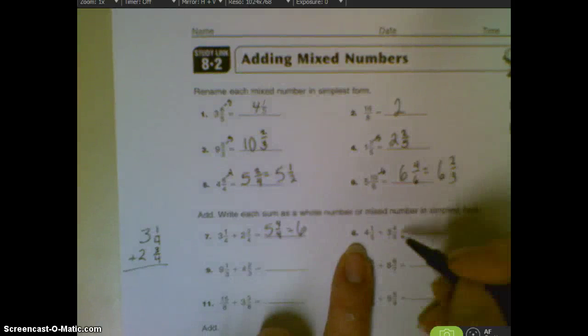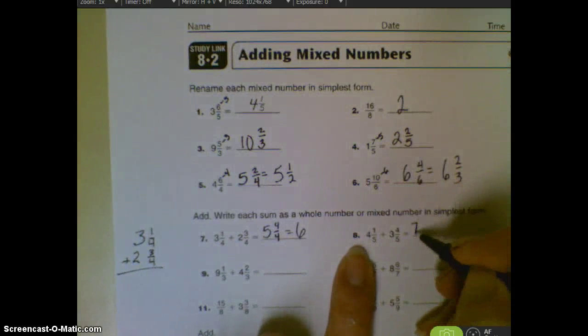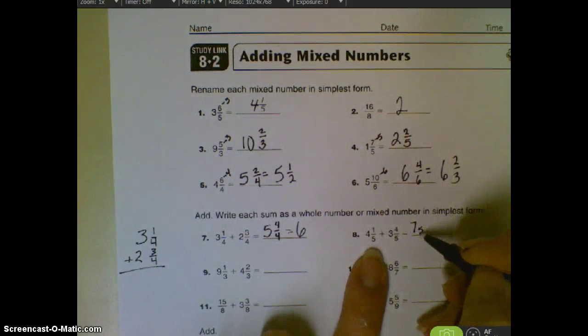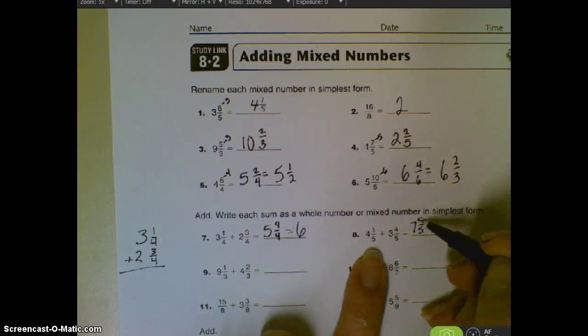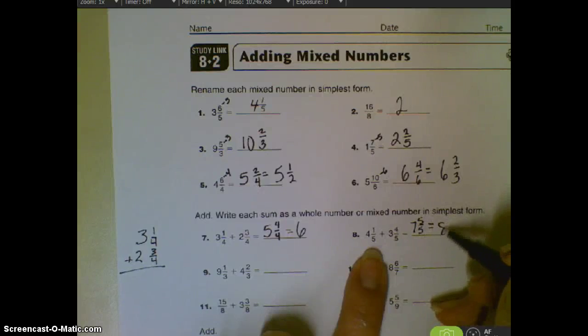Alright, let's add our whole numbers. 4 plus 3 is 7, and then we're going to add our numerators. 4 plus 1 is 5, keep our same denominator. 7 and 5/5 is the same as 8 whole.